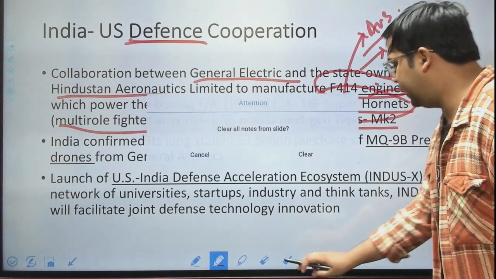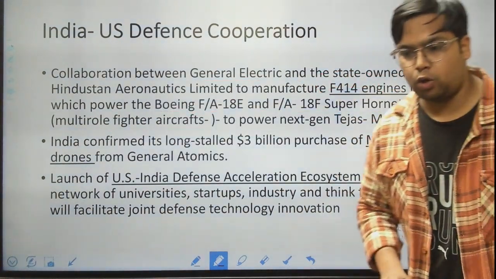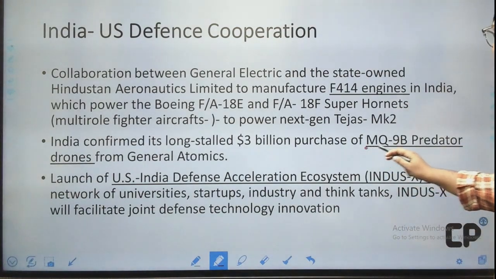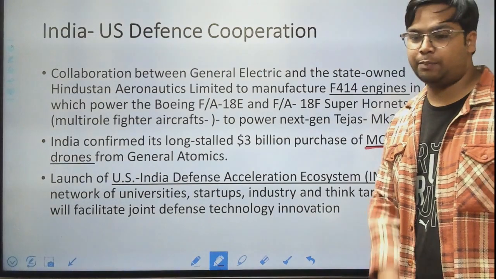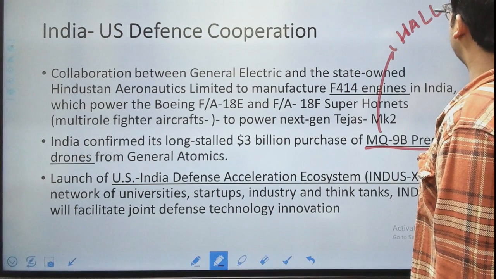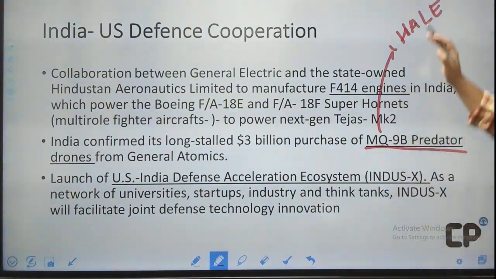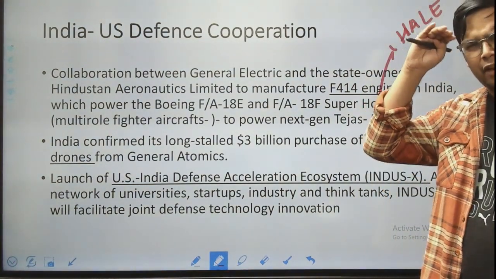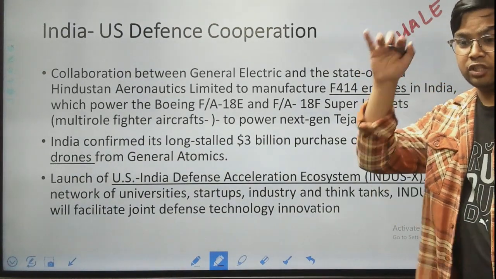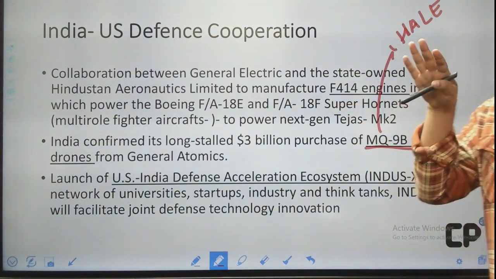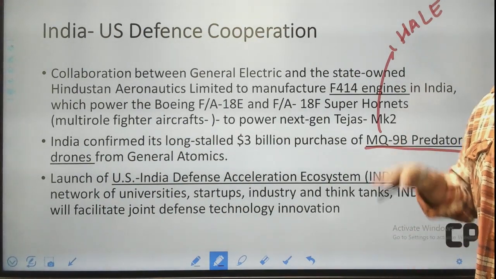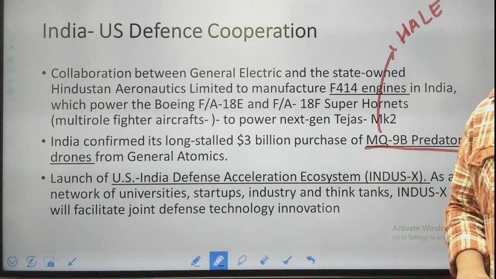The second big development, which was stalled for quite some time, was the acquisition of drones, and we are talking about MQ-9B Predator drones. Now, what are these Predator drones? These are high altitude, long endurance drones, in short called HALE. High altitude, they can stay at really high altitude, okay, and they have a very high endurance. They can just stay there. They don't have to move. They can do surveillance and they can drop weapons, ammunition, also, okay?